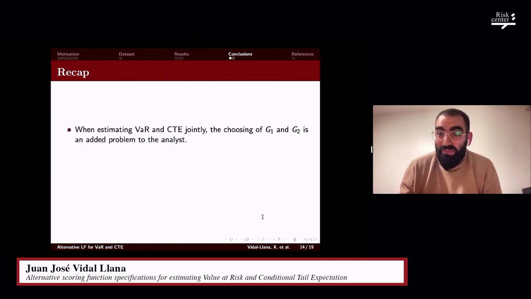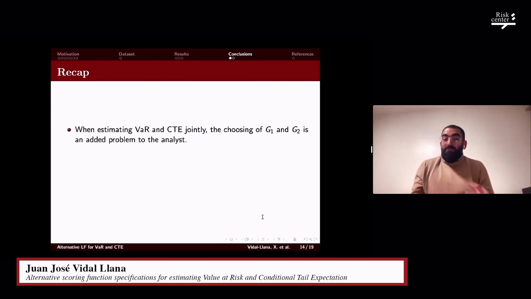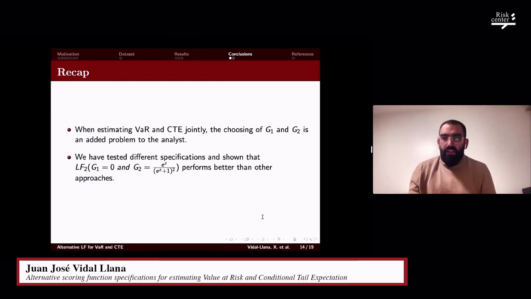I want to recap this. We are estimating Value at Risk and CTE jointly. And there is one minimal problem for the analyst, that is the choosing of G1 and G2. We have tested several loss functions, most of them are in the literature, in several papers. And we have shown that loss function 2, relying on our data, obviously, is the best performing one, because it has a medium computational time, and all or almost all the models give it as the best way to predict.